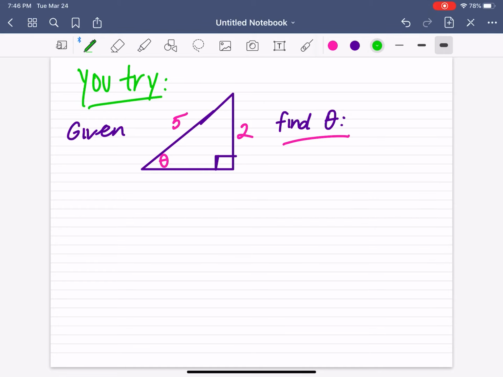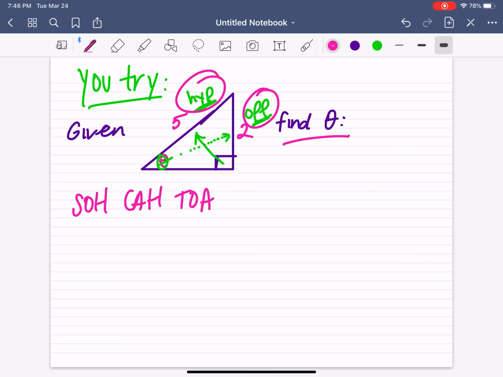Okay, so the very first step is to label your triangle. If this is your theta, let's label the given. So they give you the side right across from it, that is your opposite. And the side right across the 90-degree angle is your hypotenuse. So we were given the opposite and the hypotenuse. So let's go to our friend SOHCAHTOA. And again, you were given opposite and hypotenuse. So in this case, we'll be using the sine. So the sine of theta is equal to the opposite, which is 2, over the hypotenuse, which is 5.